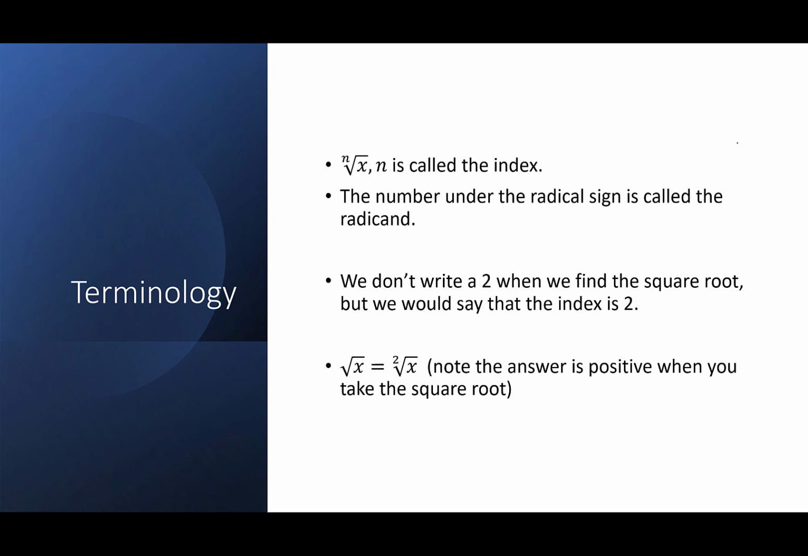When you're looking at this, n is called the index. The number under the radical sign is called the radicand. You're going to find that we don't write the 2 when we're looking for the square root, but we would say the index is 2 even though you don't see it in the problem. So when you see the square root of x, I want you to think there is an index of 2 in the radical. I also want you to know that the answer is positive when you take the square root.